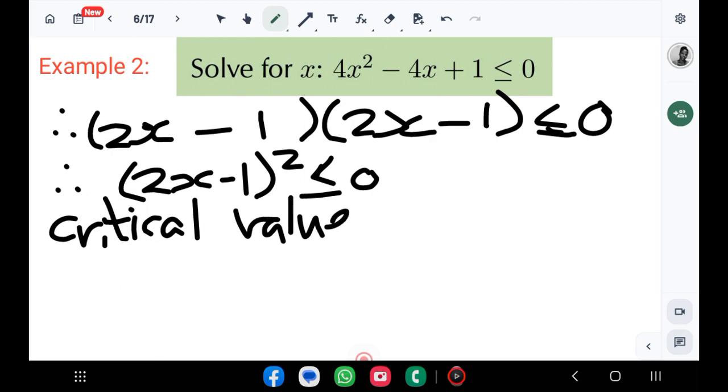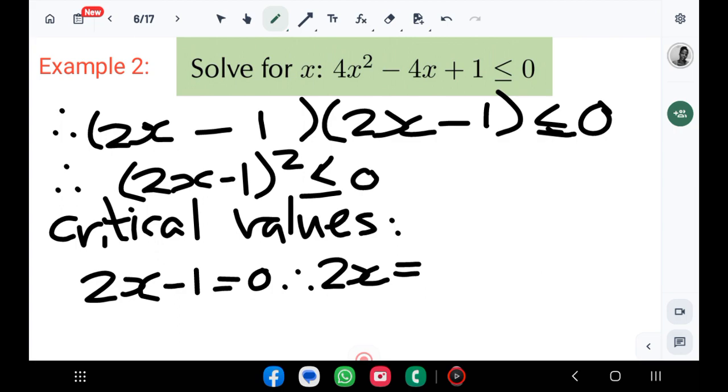The critical values here will be easy. It's only one factor that we're dealing with, so we'll have only one critical value, I mean. Therefore, x equals 1 over 2. Notice how I did not skip a step here.